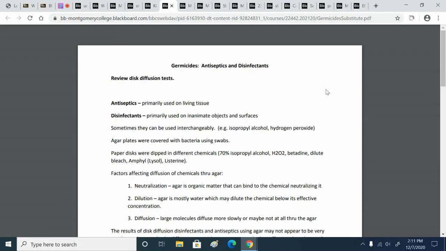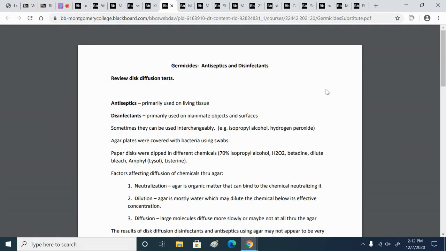Exceptions being hydrogen peroxide, which is great for everything. It kills everything really well. But other things like Listerine had little to no killing, so a very small or no zone of inhibition at all. The disk diffusion is not a great test for a variety of chemicals.